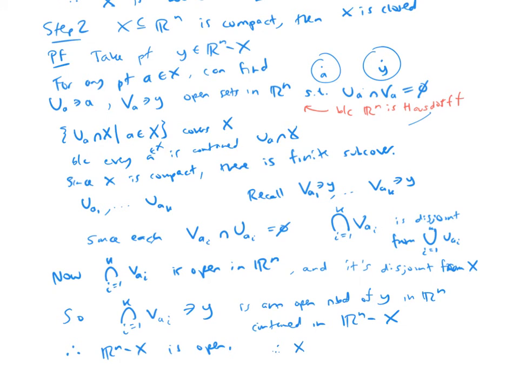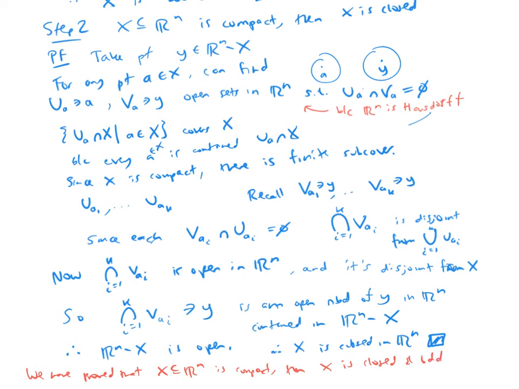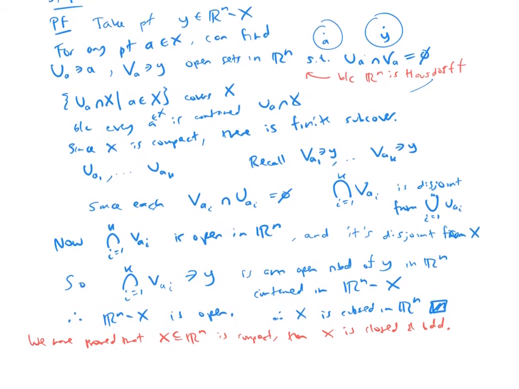Therefore, X is closed in Rn as we wanted. So far, we have proved that if X in Rn is compact, then X is closed and bounded. Now let's work on showing the converse.